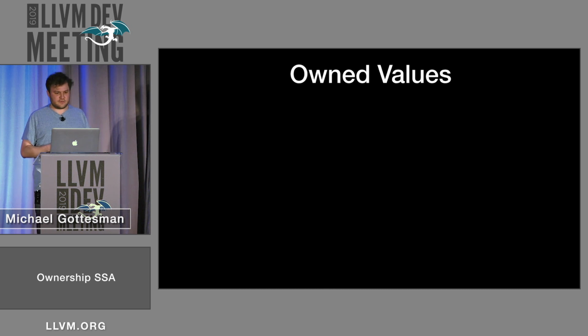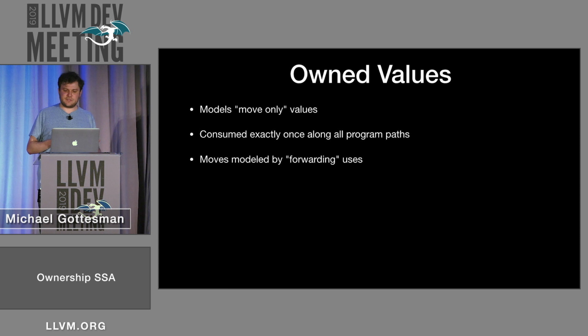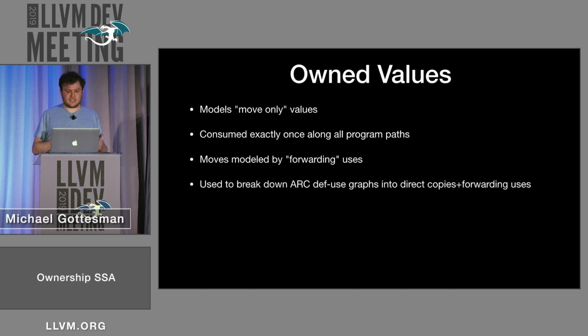Let's talk a bit about owned values now. Owned ownership is a form of ownership that models move-only values. We require that our value is consumed exactly once along all program paths. The IR verifier will flag at compile time values that are not consumed along a path as a leak and any double consumes as use after free. Move operations are modeled via forwarding uses such as cast or free nodes that take an owned value as input, consume that owned value, and then produce a new semantically independent owned value as a result. And finally, we use owned values in OSSA to break down complex ARC def use graphs into a series of simpler direct copies and forwarding uses.